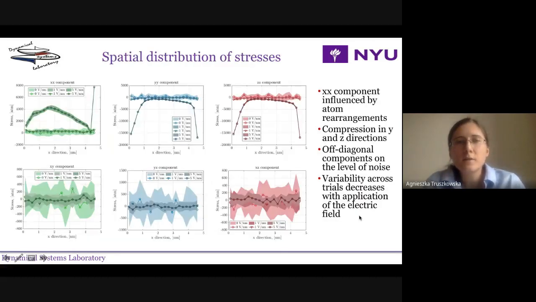Looking at the stresses, we see a peculiar stress pattern in the component in the electric field direction, and also compression in the perpendicular directions, as well as the fact that the off-diagonal stresses are at the noise level.